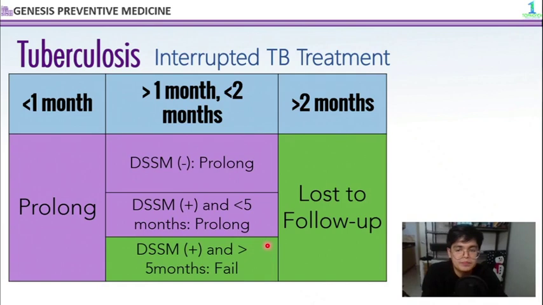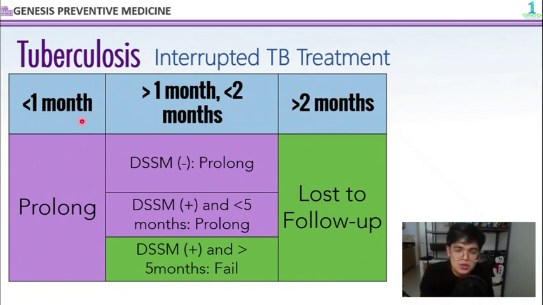Okay? So, another caveat for tuberculosis monitoring and treatment is, what if the patient left and stopped TB treatment halfway through? What will you do? So you have to determine how long their attrition was, how long they were away first, and how far along they are on their treatment, on their 6-month treatment, for example.